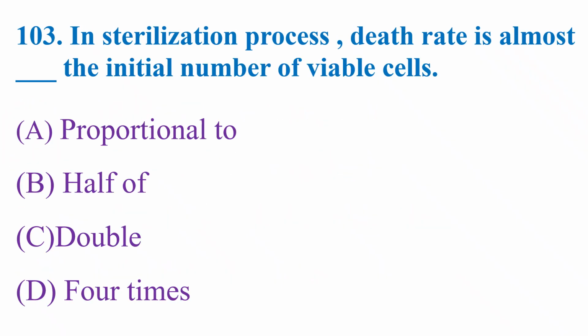Question 103. In sterilization process, death rate is almost dash the initial number of viable cells. So in sterilization, what happens? The microbial death follows first order kinetics.